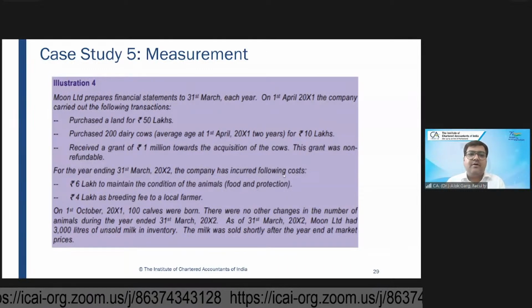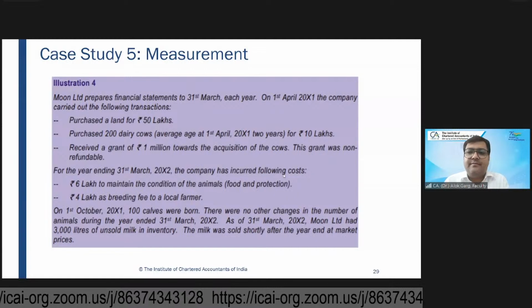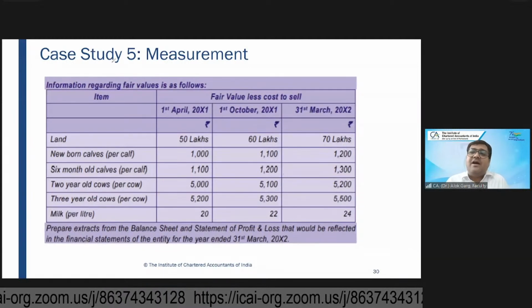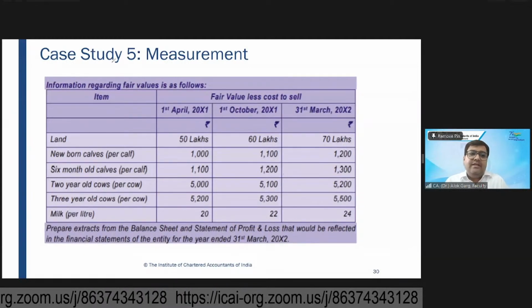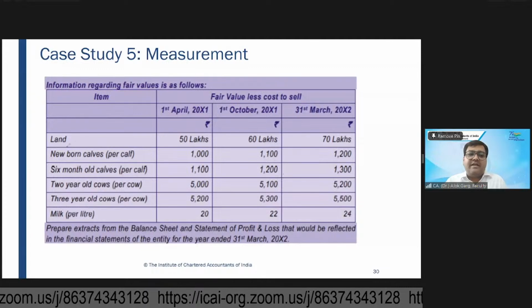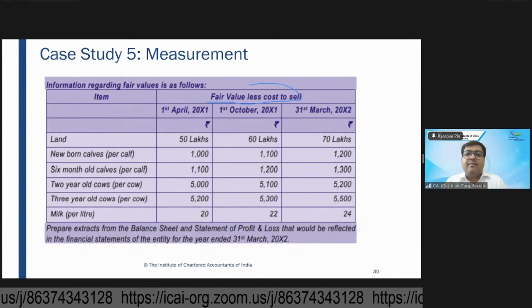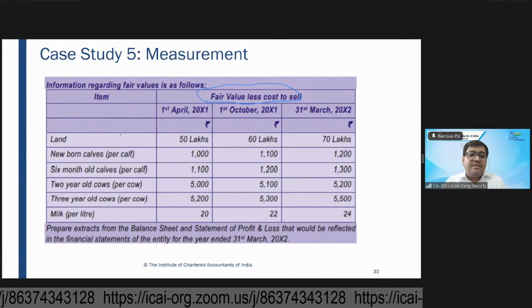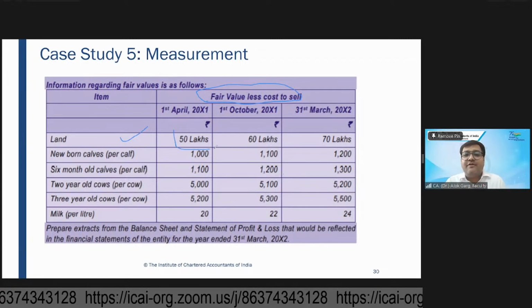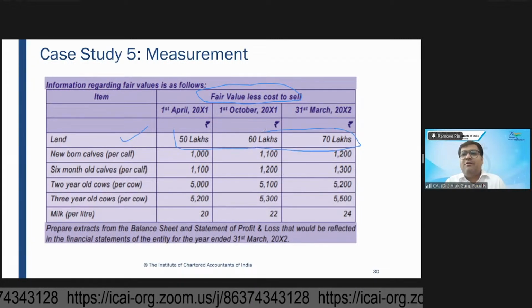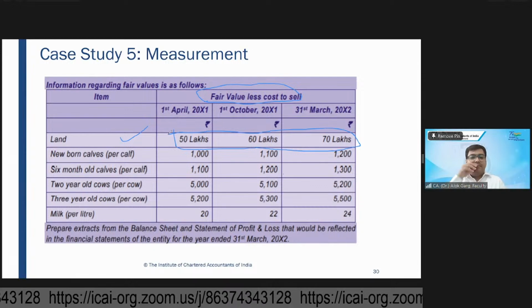Any doubt? Okay. Fair. Now there is one chart which is given. In the chart, the values are given. The fair value less cost to sell is given. And the fair value less cost to sell for land is also given. Is this fair value less cost to sell of land relevant?